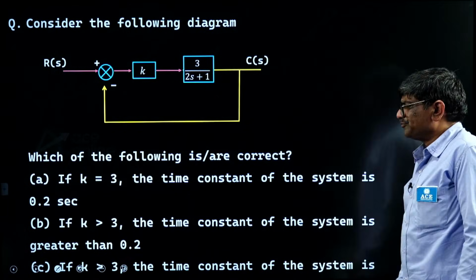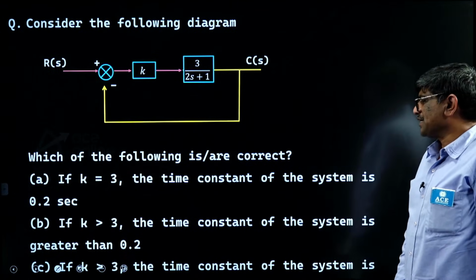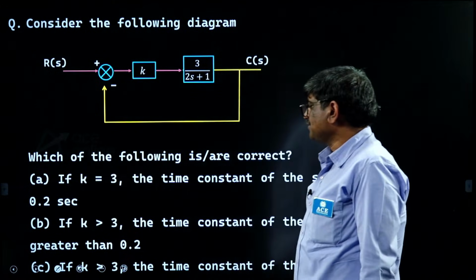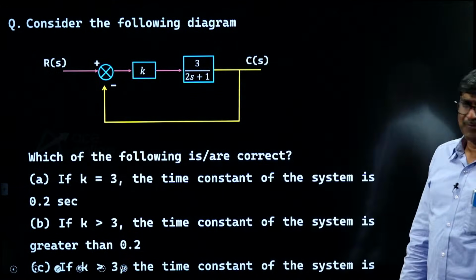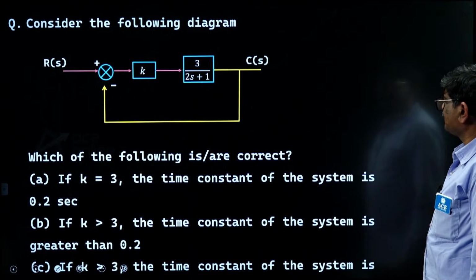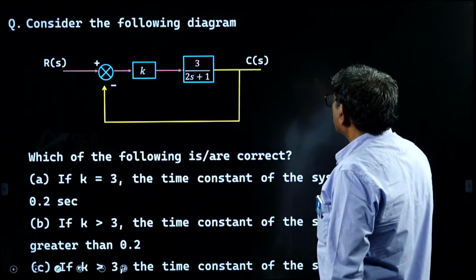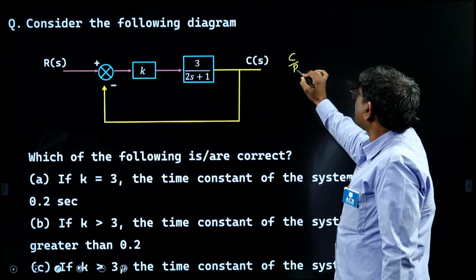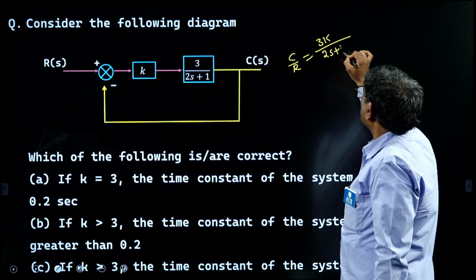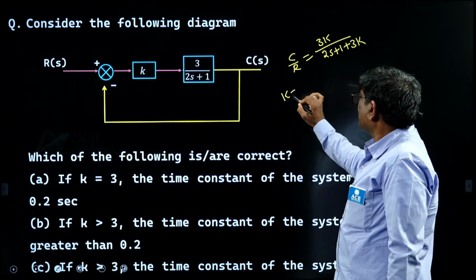Solve this question. Numerical type questions. Nyquist plots, what can they ask numerically? Number of encirclements they can ask. Come on, do it. So here what happened? C by R, you find it 3K divided by 2S plus 1 plus 3K. K3, what is the time constant?